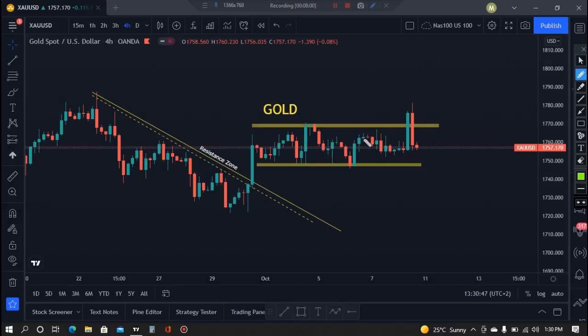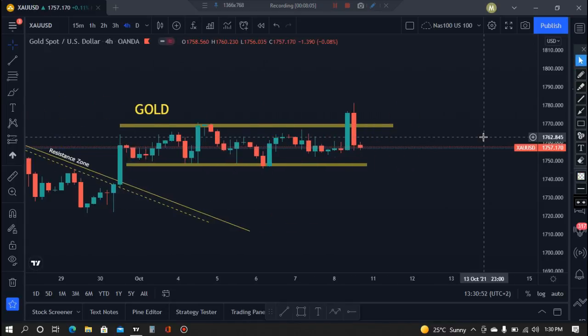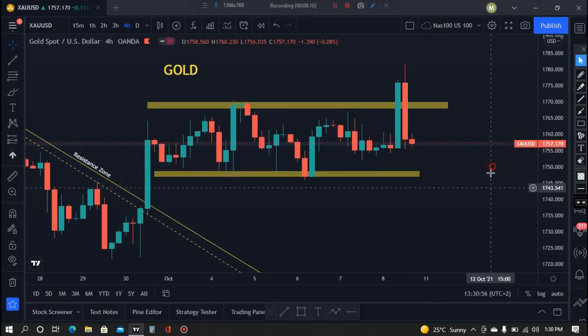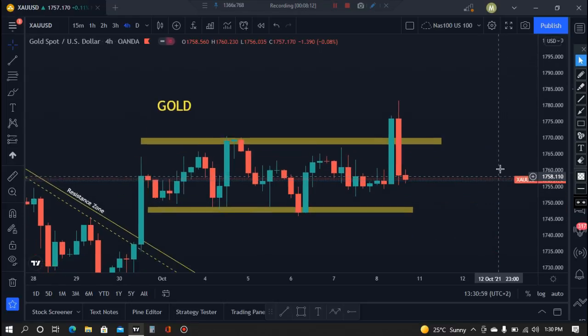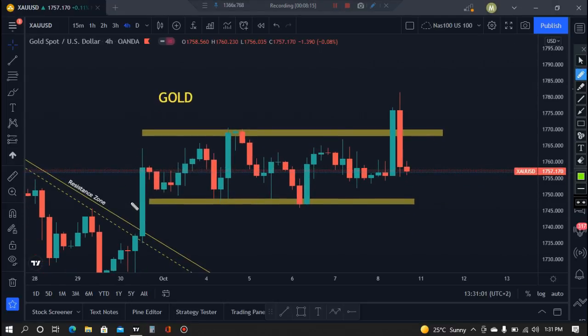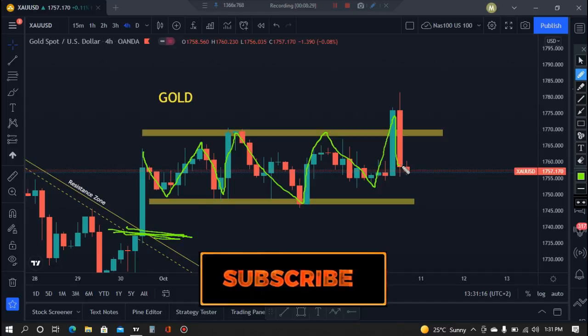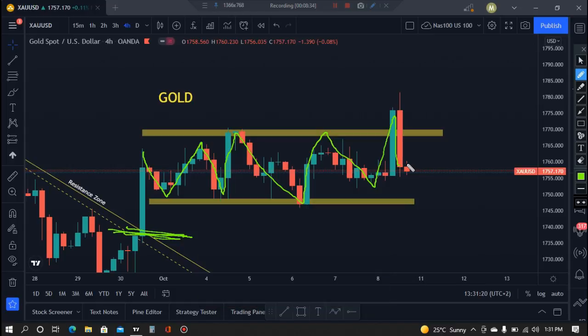The market is now consolidating. I hope you can see this nicely, guys. Even on a 4-hour time frame, it's way too visible. So you can see here, the market broke that resistance. Look what happened here. The market started creating something like this, which we call a ranging market or consolidating move. So actually the market is just consolidating.